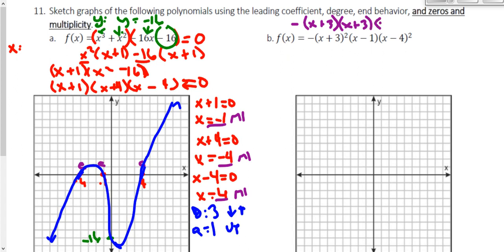Now you don't have to do this step, but it is helpful to see what your solutions are, what their multiplicities are, and what your degree is going to be. First, let's find our solutions.